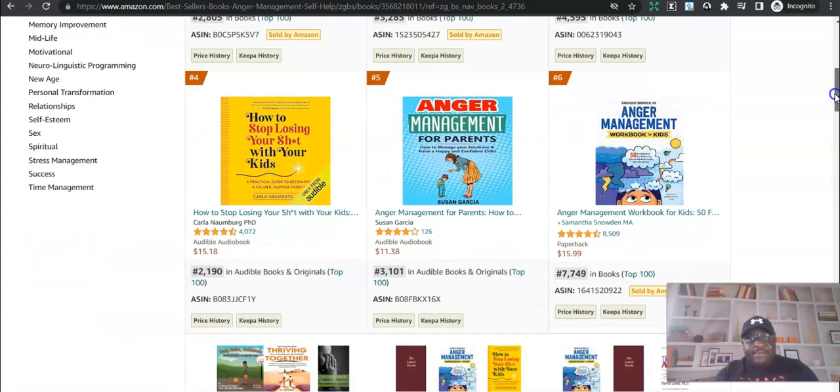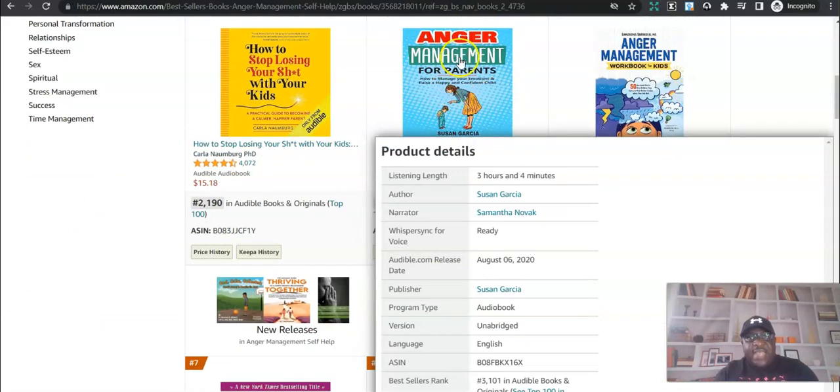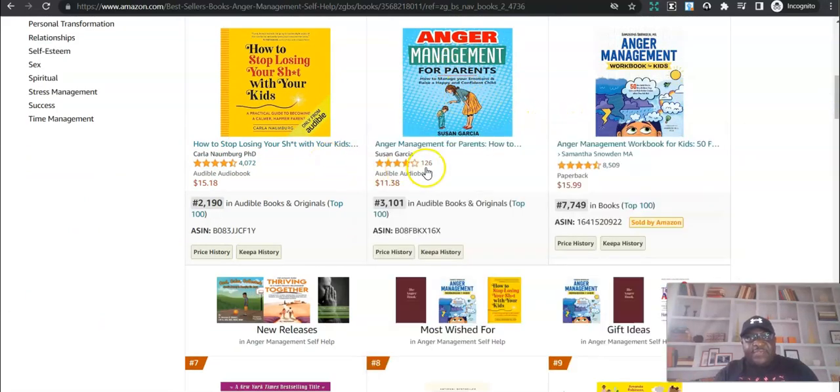So we'll just have to scroll down again. This says anger management for parents. It has a few reviews, 126. This is okay. This is still a low entry point. You can hustle to get 126 reviews once you create a book. I know some people will be wondering, how are we going to get the reviews when we've not even started selling? Well, there's a way you get reviews before you start selling.